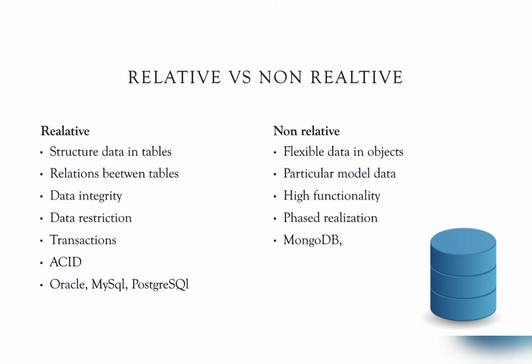Next, data in non-relational databases can be stored in objects where other data objects can be stored. Thus, it makes the data structure more flexible. Programmers use this type because it has high functionality and fast implementation. That is, they don't need to think over the data model, but add to it in stages.